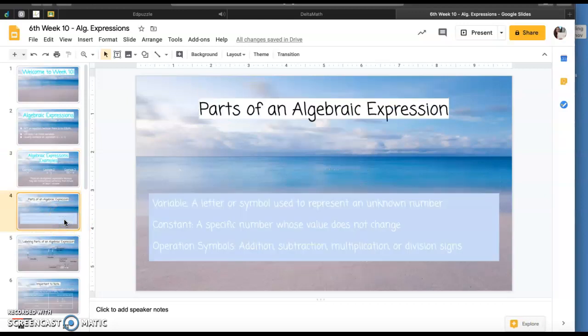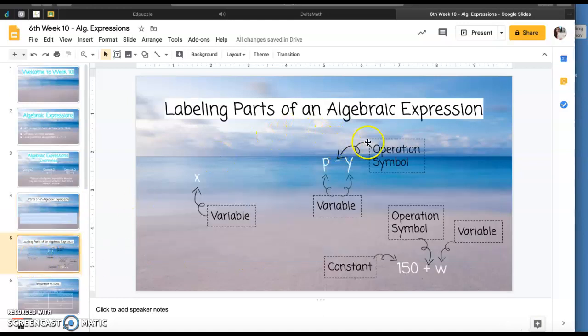Parts of an algebraic expression. I kind of just went over these, but a variable is a letter or symbol used to represent an unknown number. We've used these before, it's just the unknown. A constant is a specific number whose value does not change. For example, 10, 100, 687, 546. These are just regular numbers. Those are called constants because they don't change. Variables change, constants don't. And then operation symbols, so that's addition, subtraction, multiplication, or division signs.